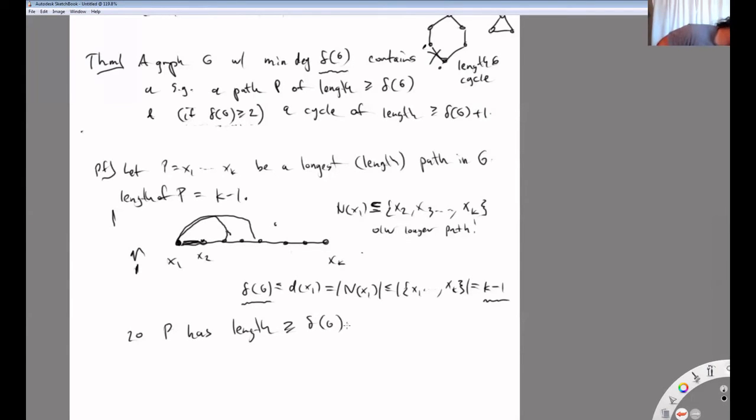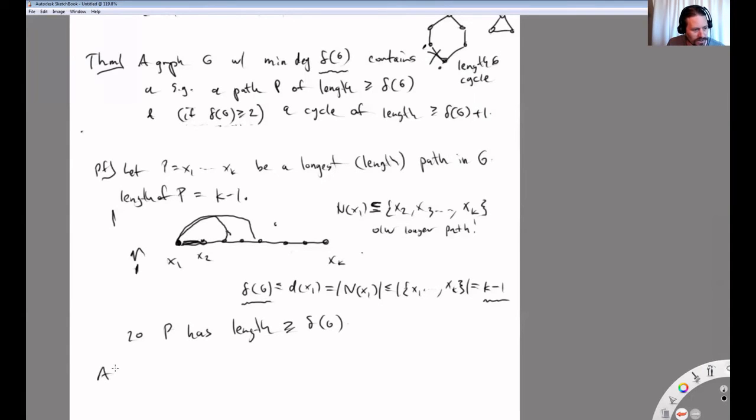So basically, if you see this picture here, we had to have that happen because the neighbors of x1 had to go into the path, and so the path had to be long enough to accommodate the neighbors because they couldn't go out, okay? So that ends the first part of the proof.